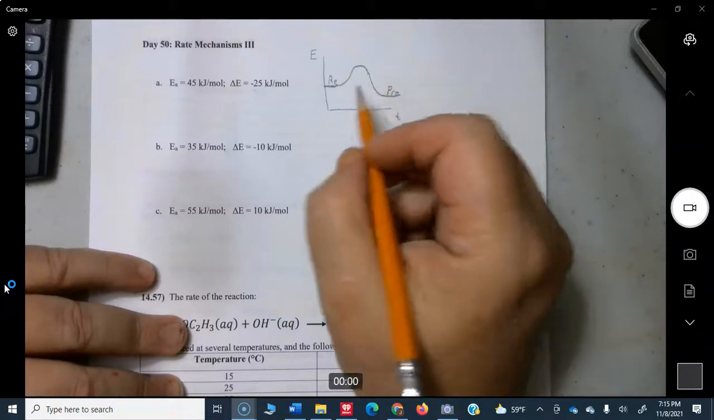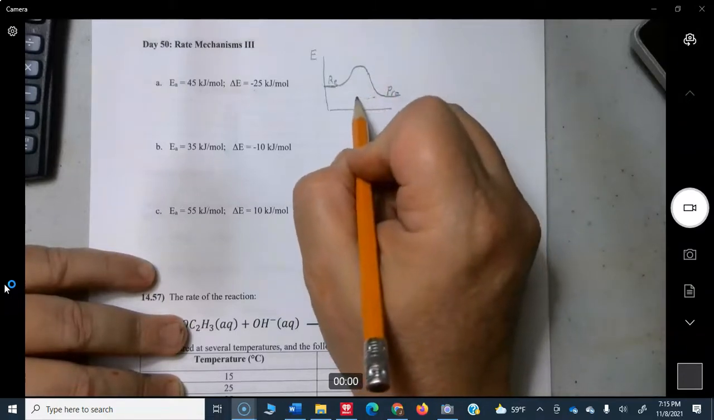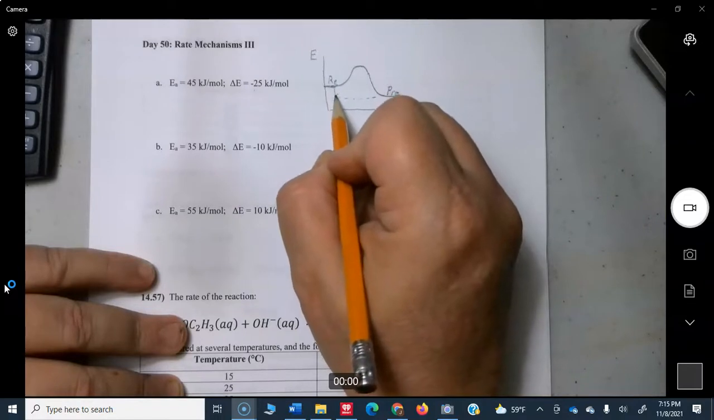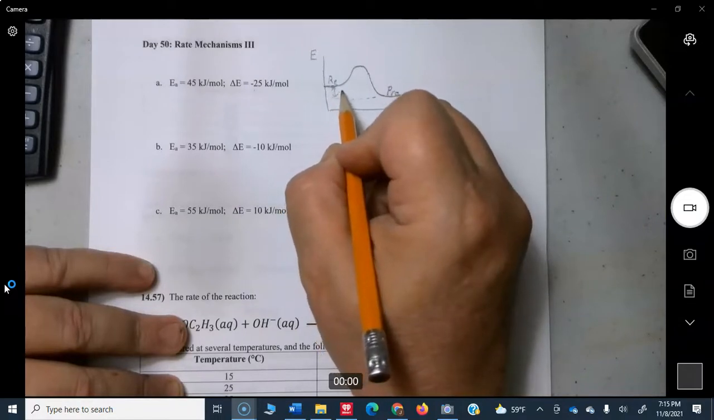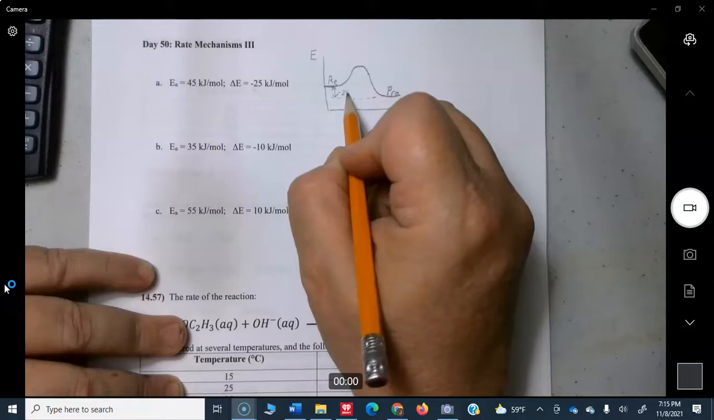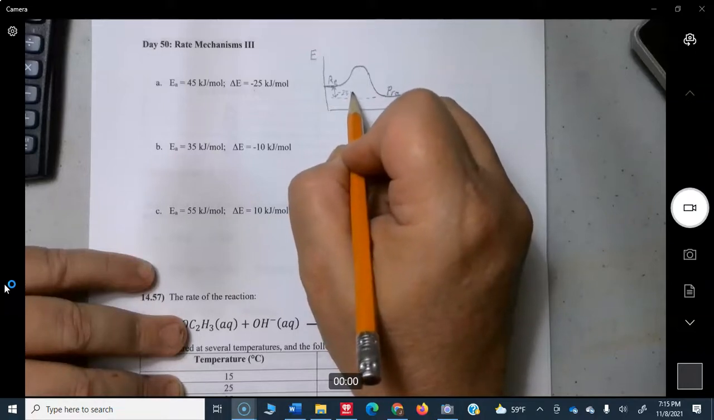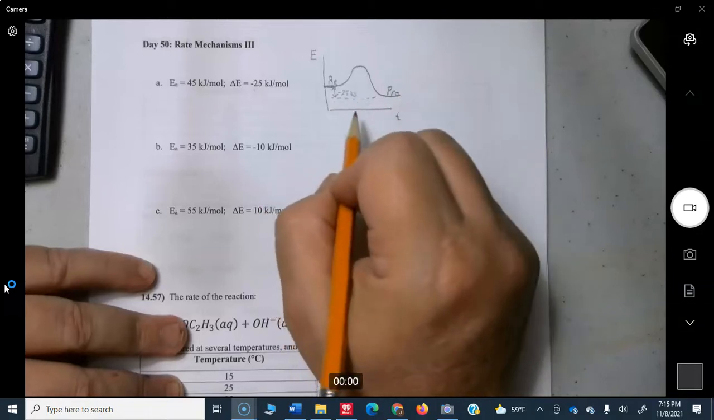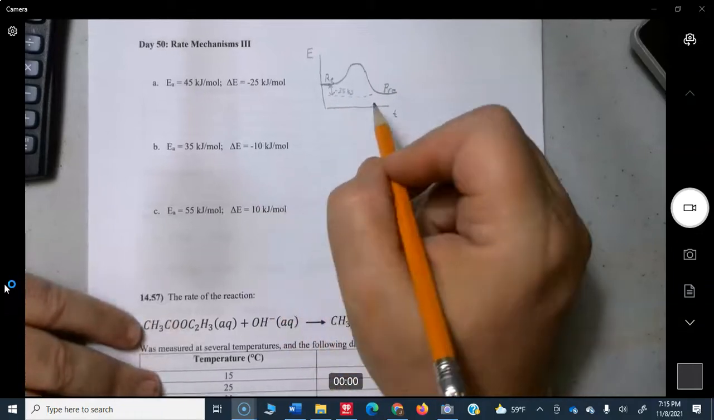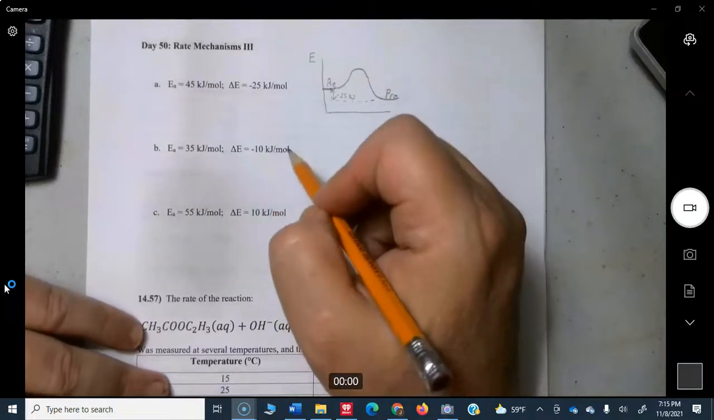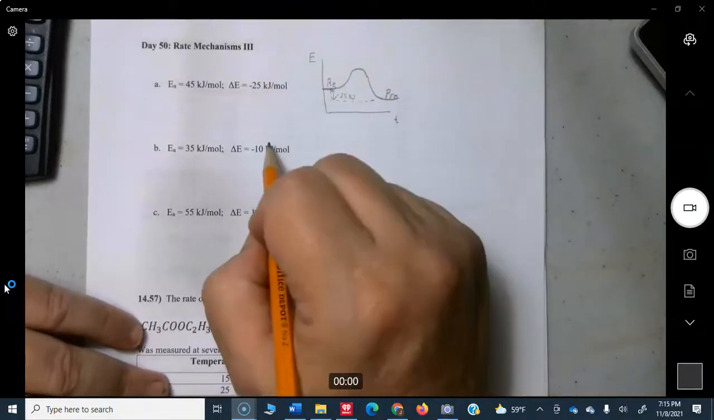Okay. So what it's saying is that the difference between the reactants and products, this distance right here, is negative 25 kilojoules per mole. Okay. That really has nothing to do with the speed of the reaction. So this is kind of extraneous or superfluous information here.